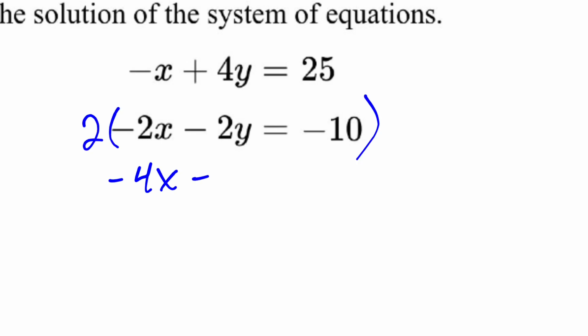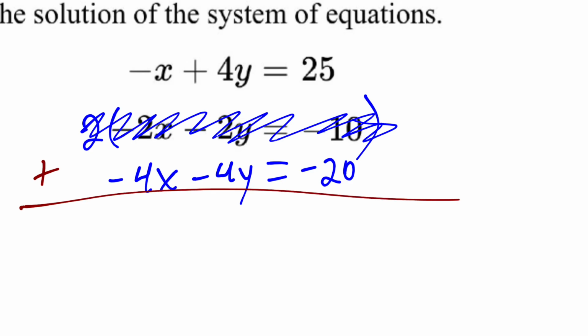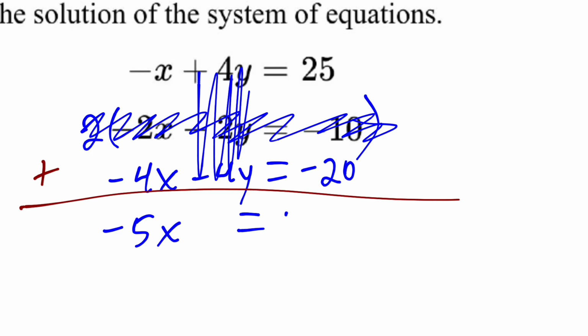Negative 4x minus 4y is equal to negative 20. And I'm going to cross out the one that I just did, and now I can add these straight down. Negative 5x, the y's go away, is equal to 5. So I divide both sides by a negative 5. X is negative 1.